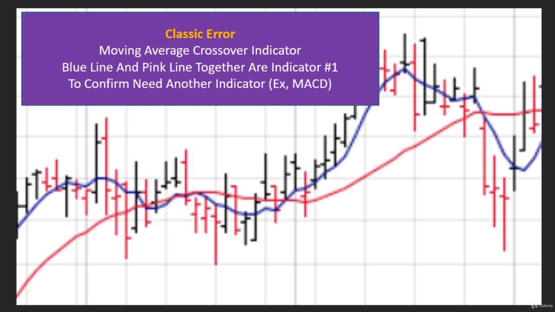So just be aware that indicators may be using multiple parts of a chart pattern or candlesticks or whatever. This is a good classic example, where you have to use them both together to be the real indicator, and then you need a secondary to cover that. So just be aware of that.